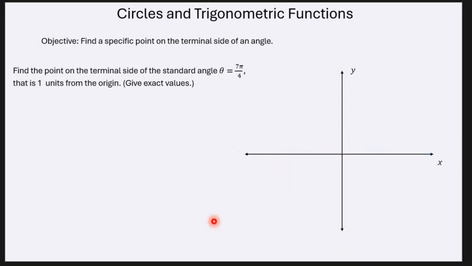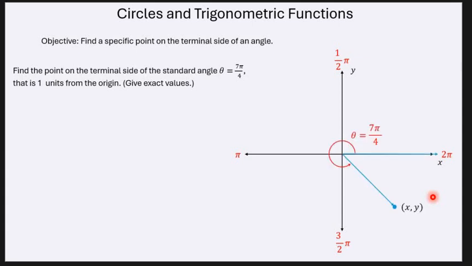Alright, last example here. We're going to find a point that's 1 unit away from the origin on the terminal side of the angle 7 pi over 4. So first, let's figure out where 7 pi over 4 is. Let's look at where the quadrant angles are. We've got half pi, 1 pi, 1.5 pi, and 2 pi. 7 over 4 is 1 3/4, which is more than 1.5 but less than 2. So this angle is in the fourth quadrant.